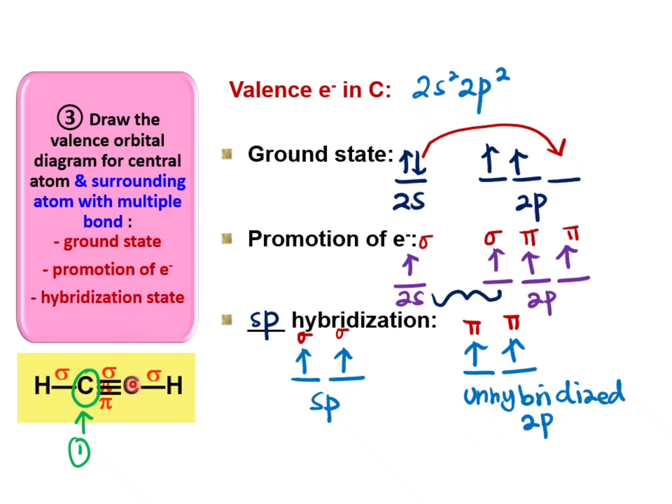So actually for this carbon, carbon yang berada kat sebelah ni juga sama. So carbon yang nombor 2 ni pun dia punya valence orbital diagram adalah sama. So you can see here dia juga ada 2 sigma bond, so like this, and 2 pi bond, so like this. Sama. So you tak perlu buat 2 kali.